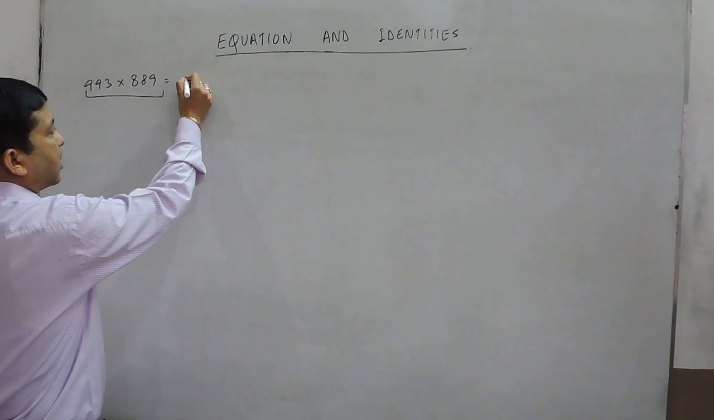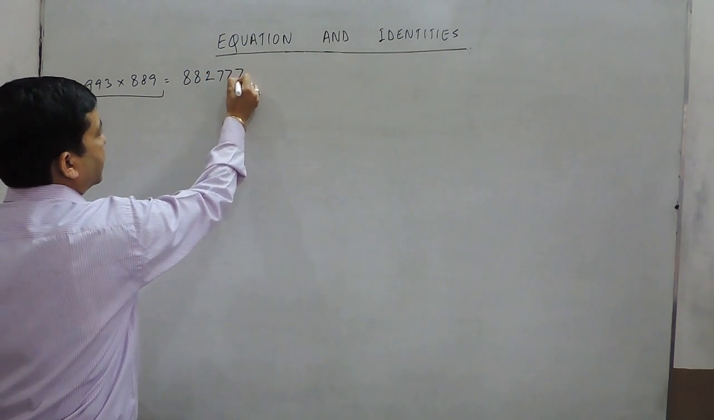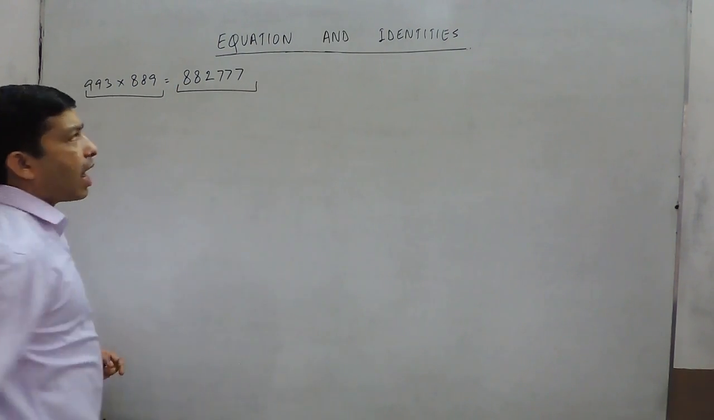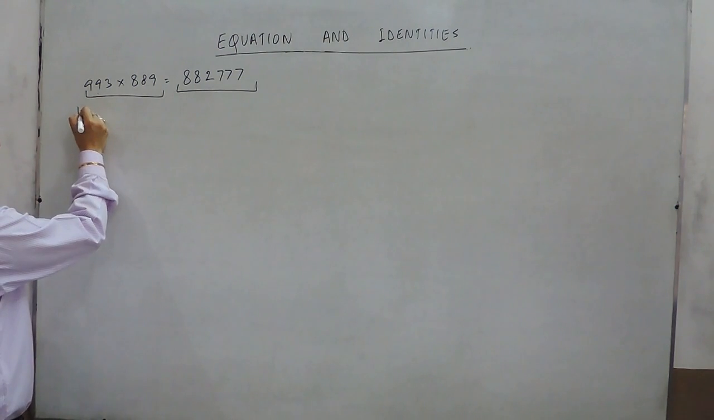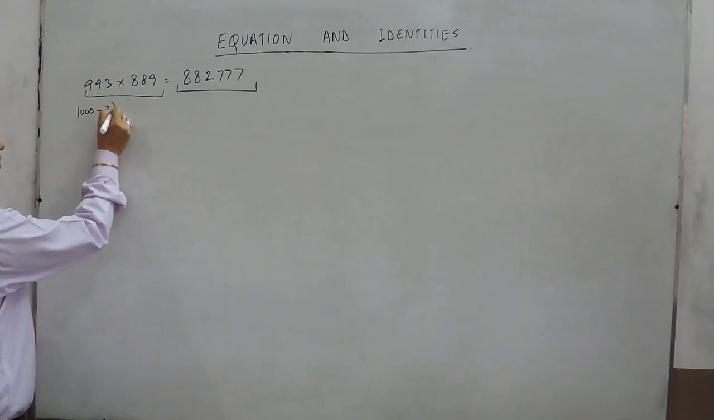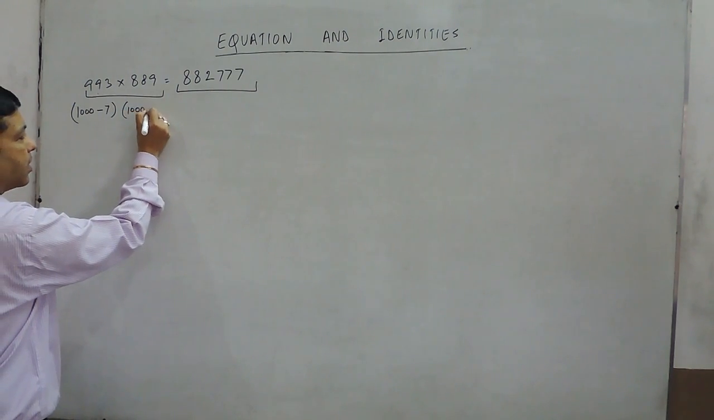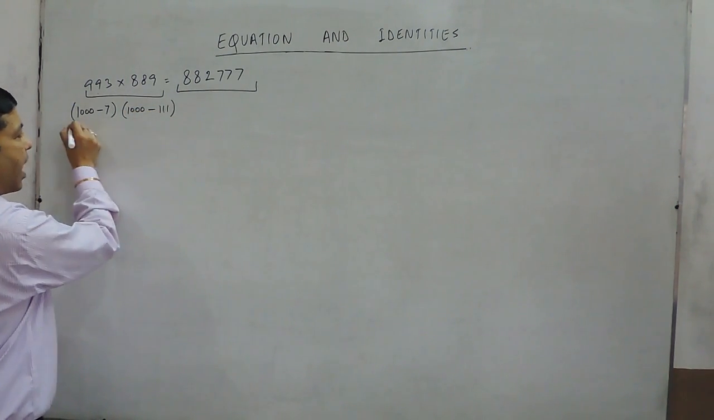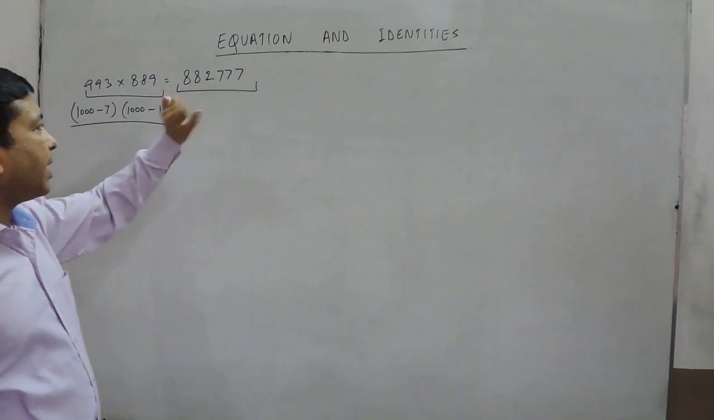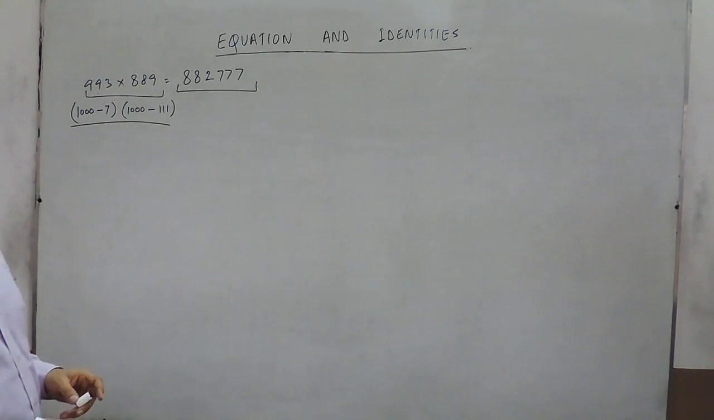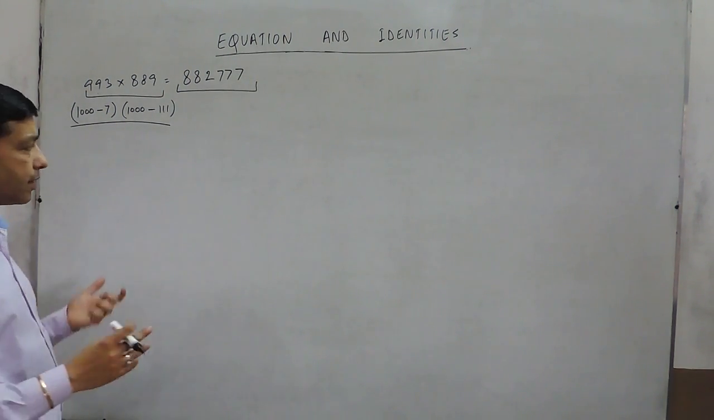And here the answer will become 882777. Now, how I am solving this is by using the identities only. To this I am writing 1000 minus 7, and to this number I am writing 1000 minus 111. And if we solve this in our mind, then automatically the answer comes out to be 882777. So basically this is one of the uses of identities.